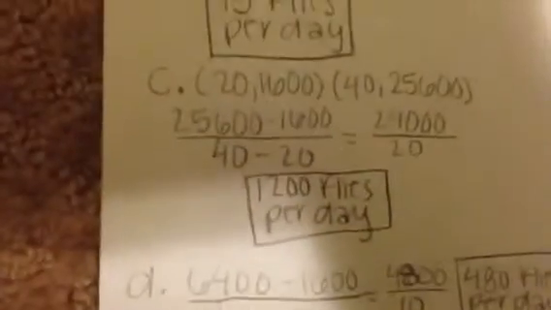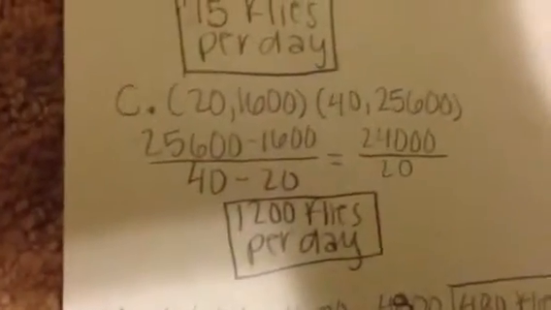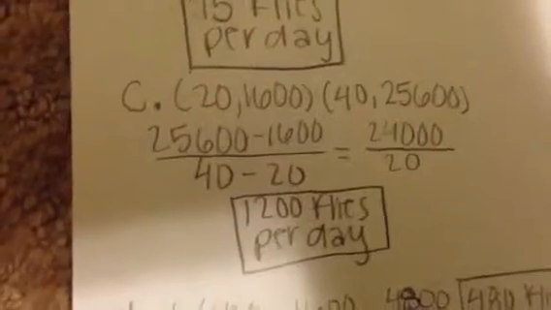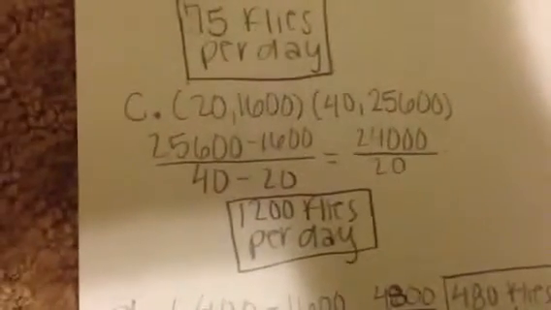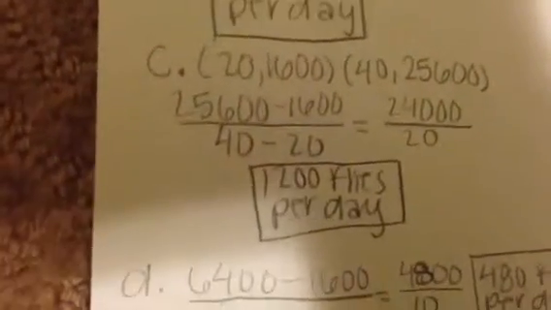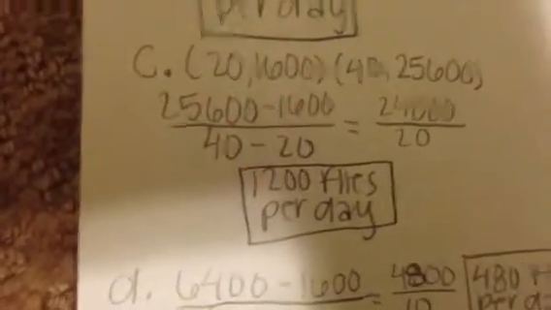C. Find the average growth rate of the population from day 20 to day 40. So right here is C. On day 20, there were about 1,600, and on day 40, there were about 25,600, which ended up being 1,200 flies per day between that period.